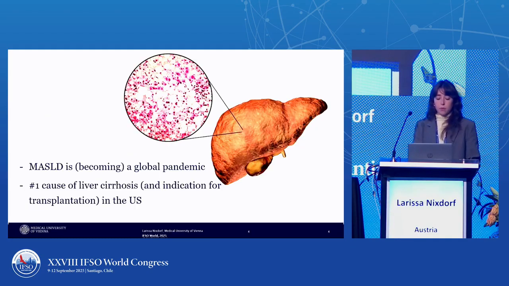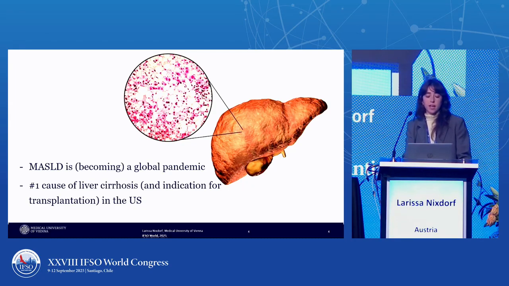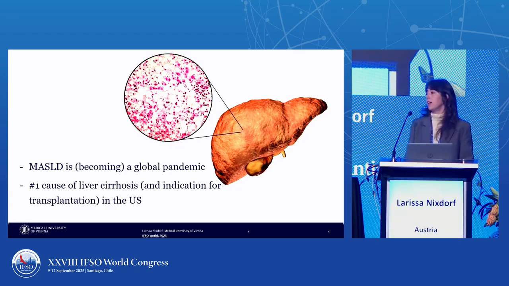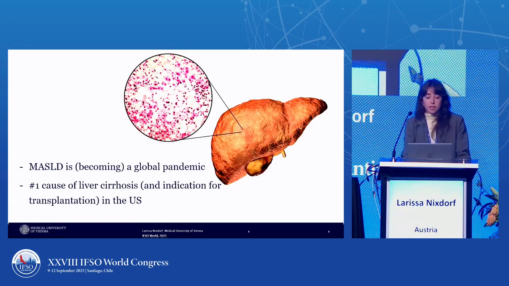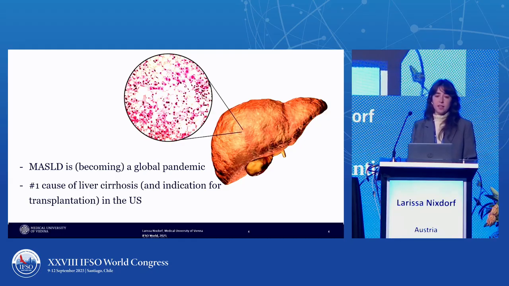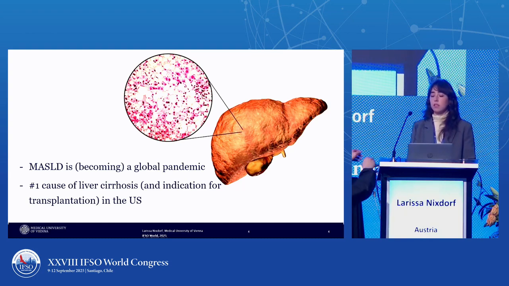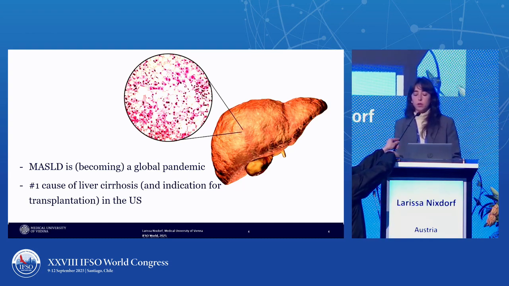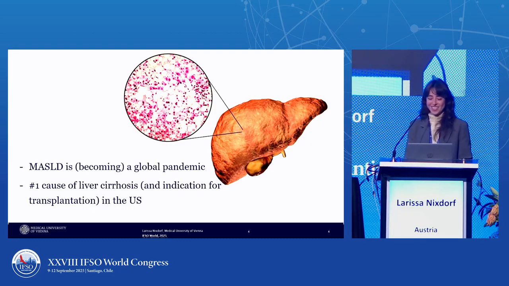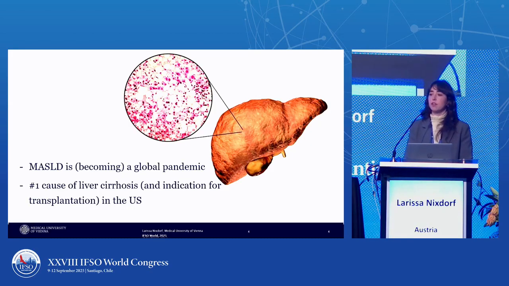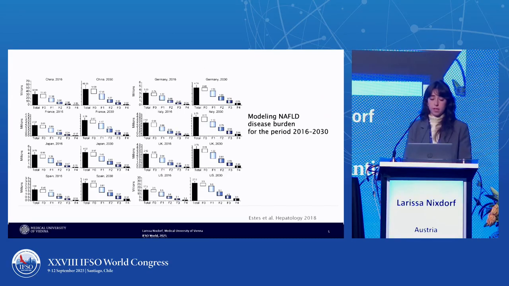So we all know that MASLD is a big and growing problem and a global threat, like the epidemic of obesity and diabetes. You know that MASLD can lead to liver disease like liver cirrhosis, and for example in the US it is the number one cause of liver cirrhosis and indication for liver transplantation already.